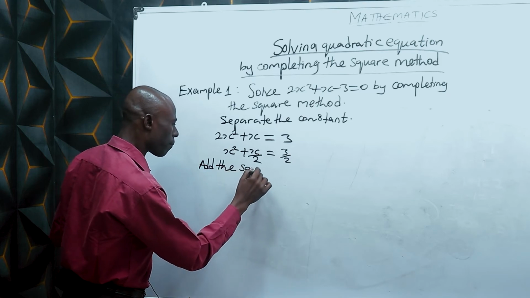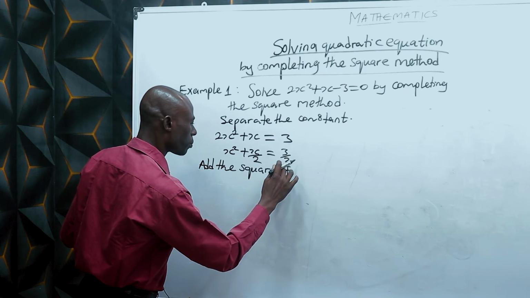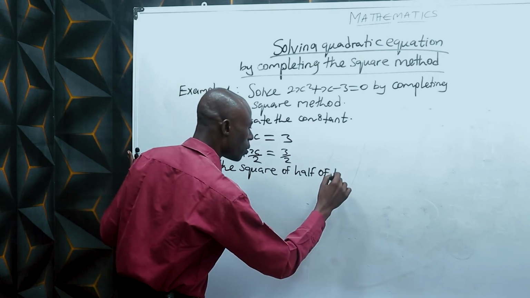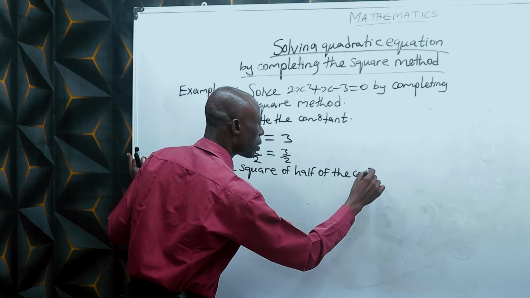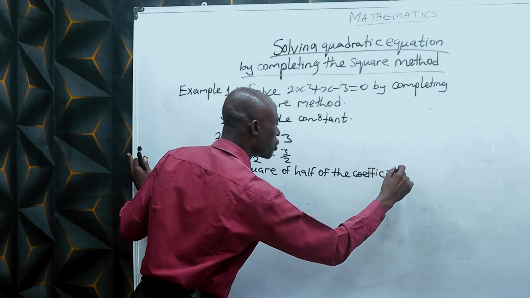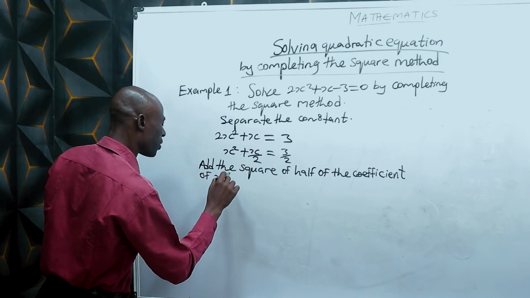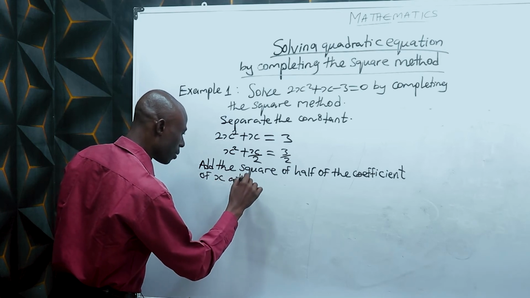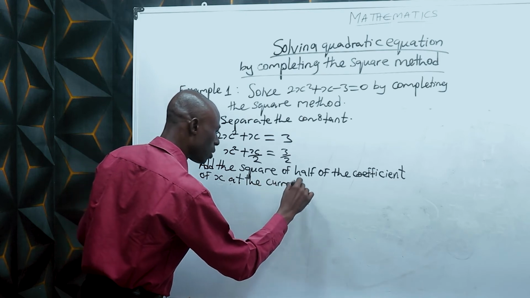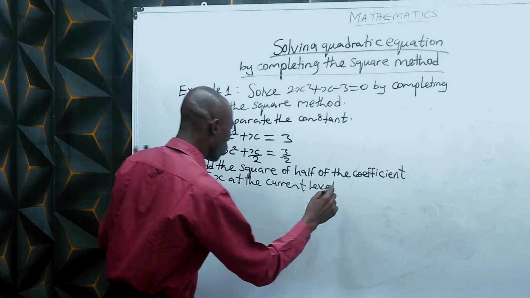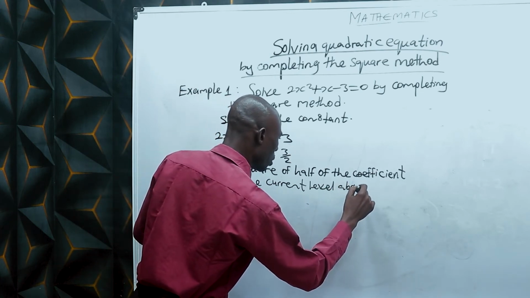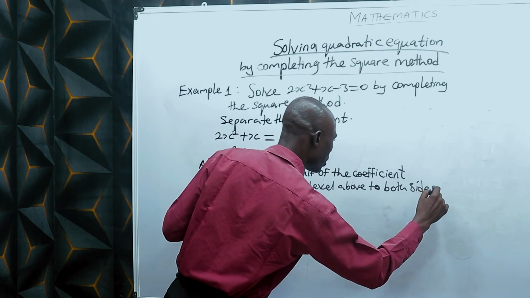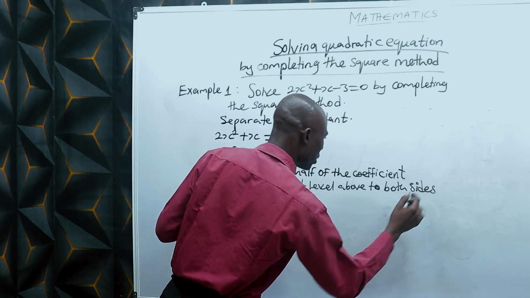The square of half of the coefficient of x at the current level, here, at the current level above, to both sides. It's not ambiguous. Let me simplify it.